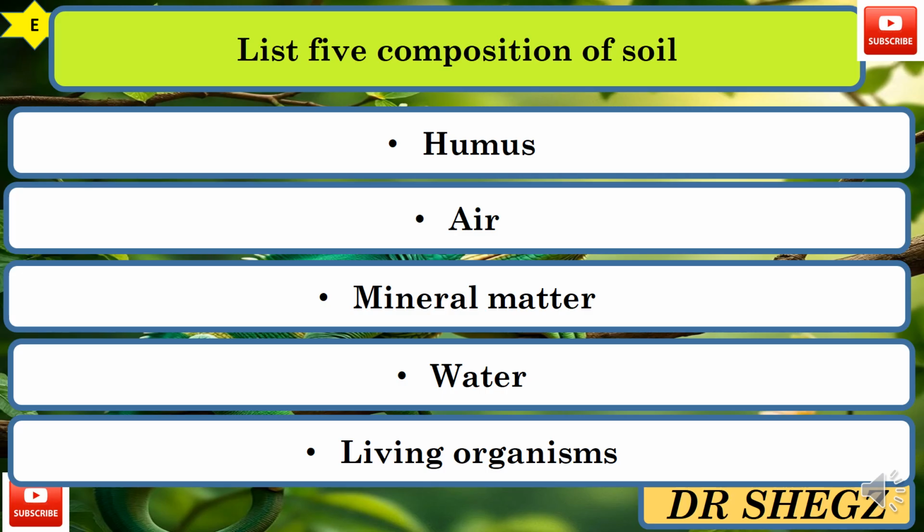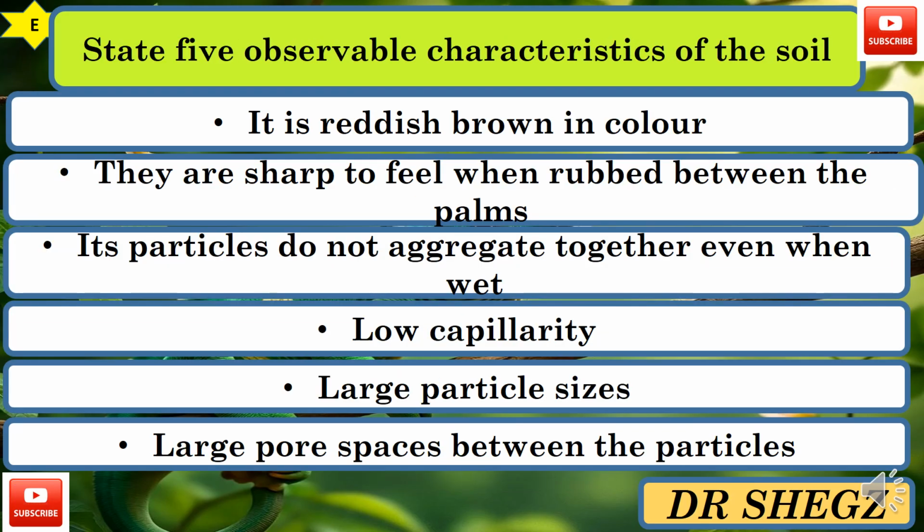Components of soil: humus, air, mineral matter, water, living organisms. Please feel free to pause the video at any time so that you can write up what you need to write. Observable characteristics of the soil. It is reddish brown in color. They are sharp to feel when rubbed between the palms. Its particles do not aggregate together even when wet. Low capillarity, large particle sizes, large pore spaces between the particles.